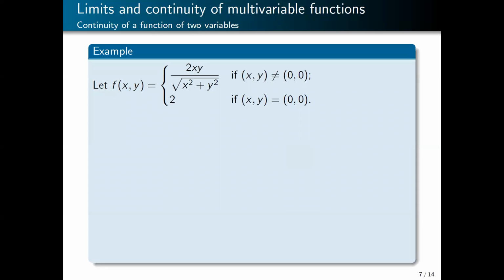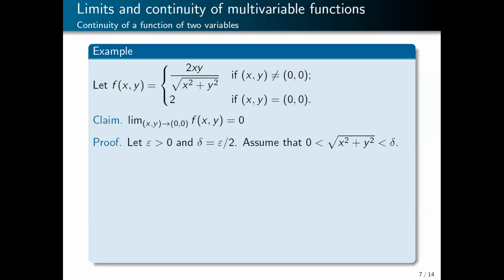Let us consider some examples. First, let f(x, y) be equal to 2xy over the square root of x squared plus y squared whenever (x, y) is not the origin, and equal to 2 when (x, y) is the origin. We claim that the limit of f as (x, y) approaches the origin exists and is equal to 0. Let epsilon be any positive number and let delta be 1/2 epsilon. Assume that the square root of x squared plus y squared is less than delta but greater than 0.